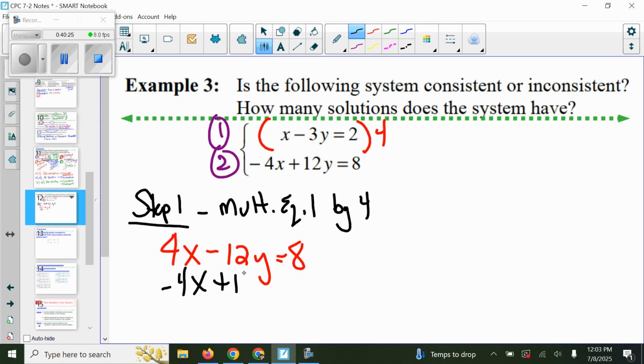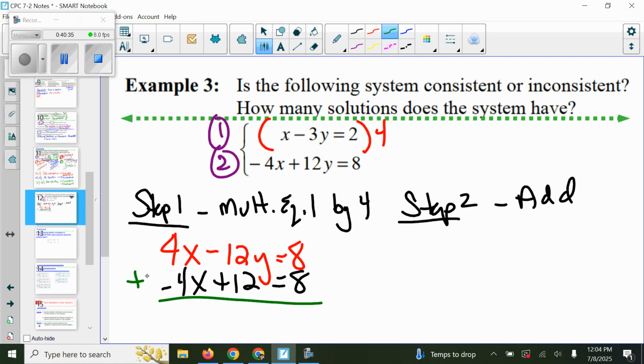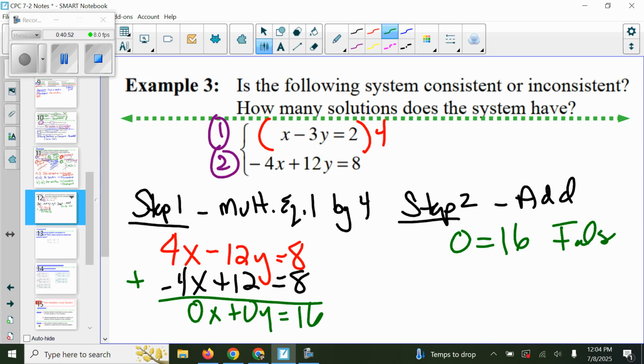Now what I want you to see is what happens when you do step number 2. Step number 2, remember, is we add those two together to see what we get. So we're going to do an addition here. We get rid of the x's and the y's, and what's left on the other side would be 16. So you get the equation 0 equals 16. Now I want you to think about what that means. 0 equals 16. That is false. That is not true.